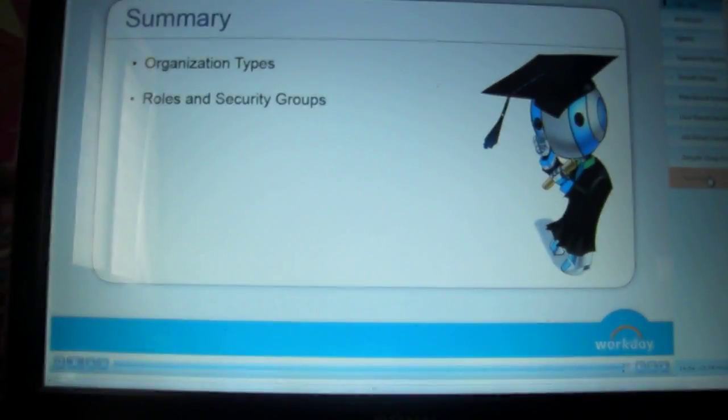In this module, we learned about the different types of organizations and examined roles and security groups. Now that we have completed this module, you should be able to understand organizations and security concepts.